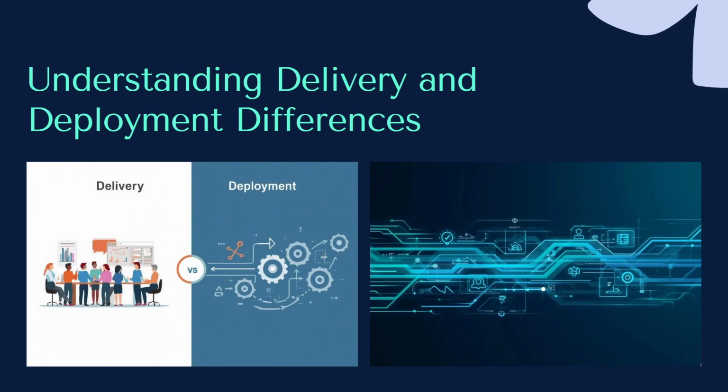Delivery versus deployment. In continuous delivery, you deploy automatically to staging but wait for a manual approval for production. In continuous deployment, everything, including prod, is fully automated. The catch: your test suite has to be rock solid.